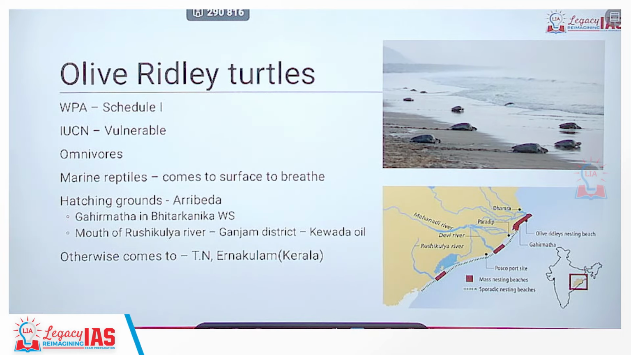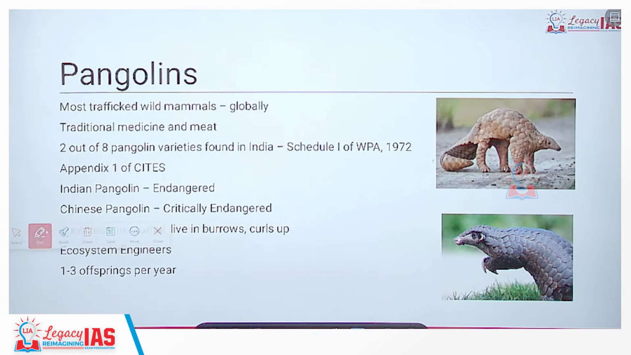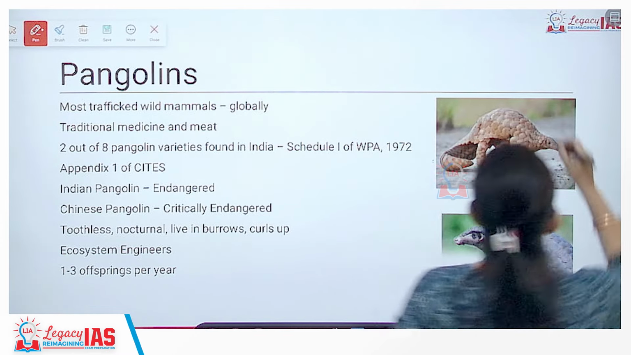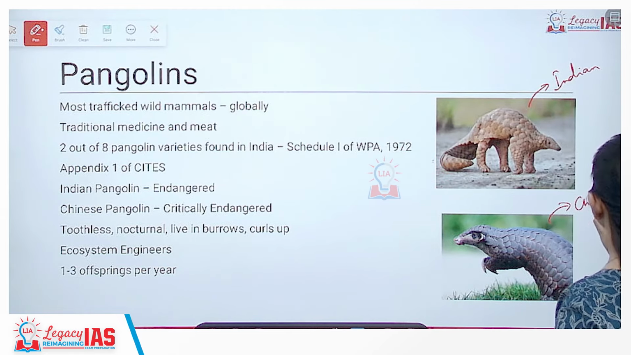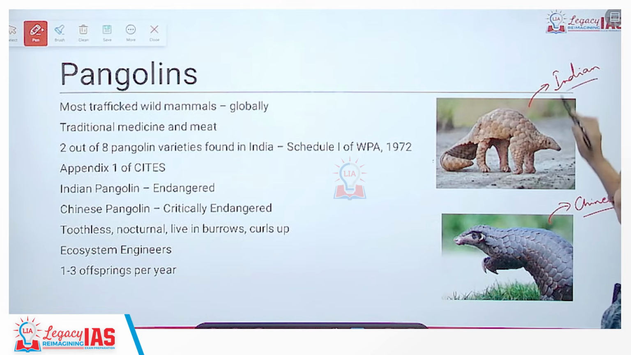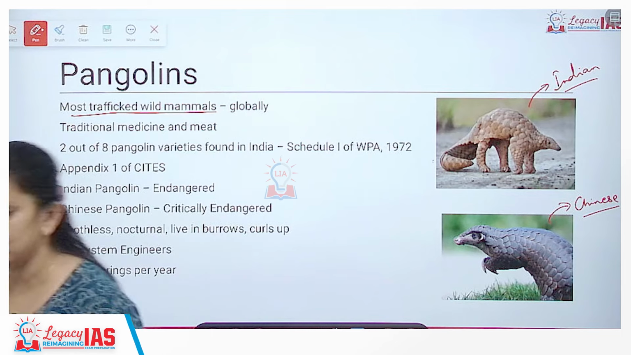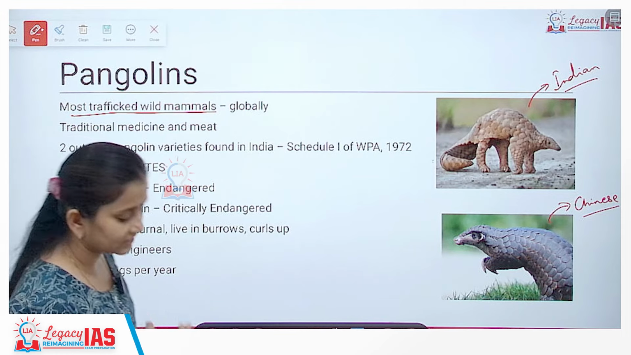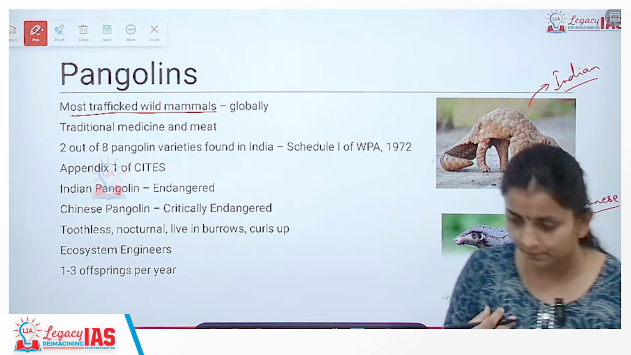Now let us move to the next species, which is the pangolin. In India, we have two varieties of pangolins. One is the Indian pangolin, and the other one is the Chinese pangolin. They are scaly animals and are considered the most trafficked wild mammals globally, with pangolins at the top of the list. Why are they trafficked? Because of the traditional medicines that can be prepared from their body.